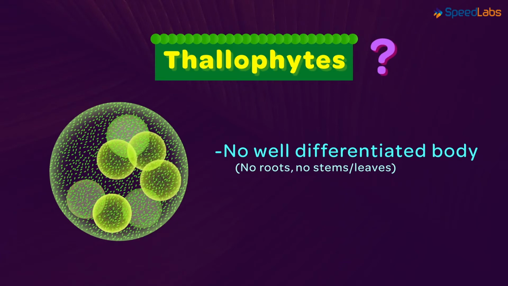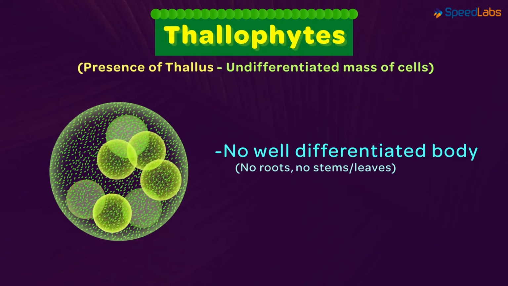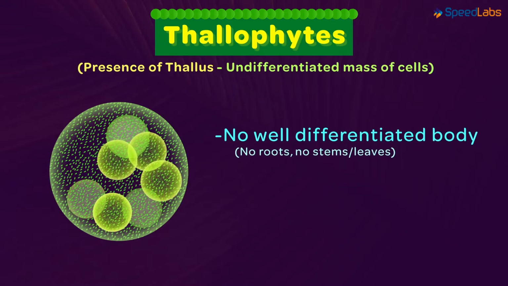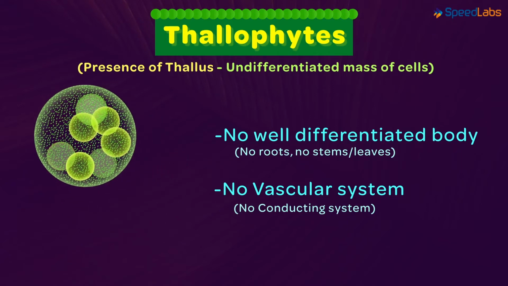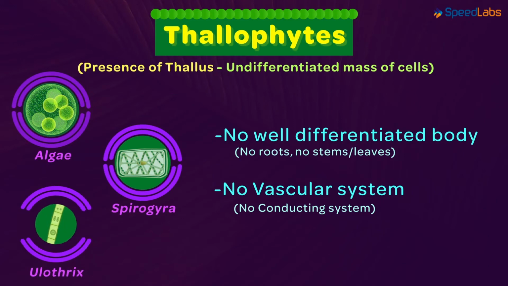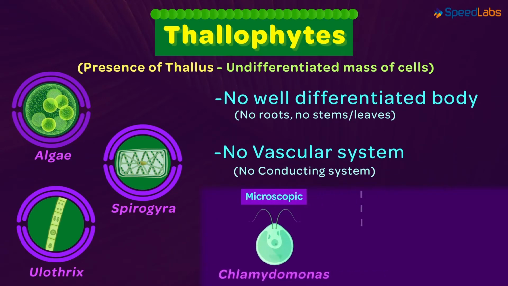So what exactly is their structure? The name Thallophyta indicates the presence of a thallus, which is an undifferentiated mass of cells. Since the body is undifferentiated, it's obvious that it will not have a vascular or simply a conducting system. These types of plants are usually the ones like algae, Spirogyra, Ulothrix, and other unicellular plants that occupy the marine bodies. These can either be microscopic like the Chlamydomonas, or they can be huge structures like the kelps.